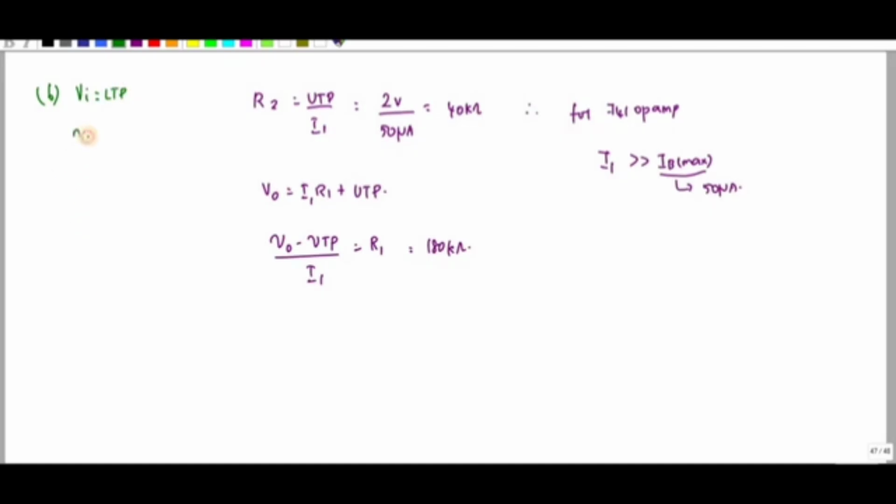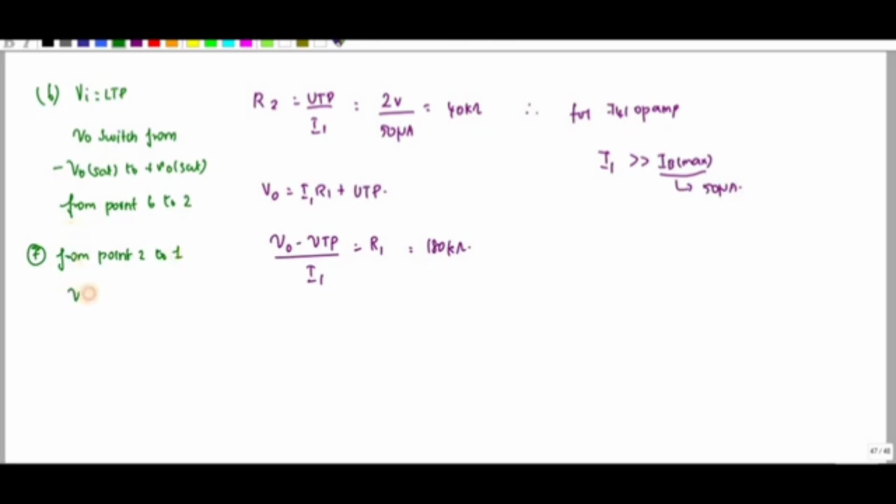V naught switches from minus V naught saturation to plus V naught saturation, right? And it will reach the point called 2, right? That is from point 6 to 2. Okay. So the last part is from point 2 to 1.